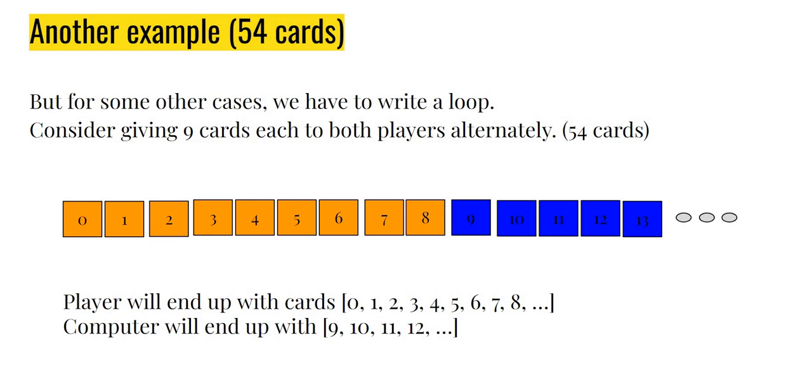One more example. Let's say I want to give 9 cards to both players alternately. So I give the first 9 cards to the player, next 9 cards to the computer, and so on. And this will obviously hold in, let's say, 54 cards. Again, we will have to write a loop. So my point is, in general, to handle all these situations, we will have to write a loop, and that becomes quite interesting, quite powerful.